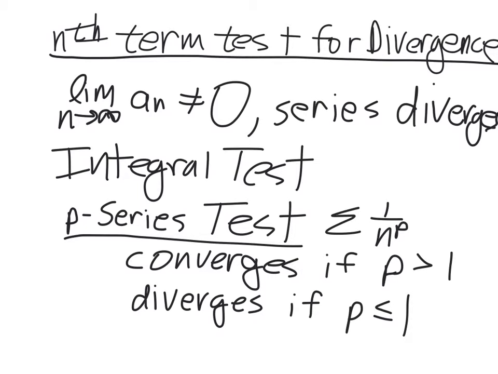So, let's see. That's 5 tests already. Geometric, telescoping, nth term test for divergence, integral test, and p-series test. Okay.